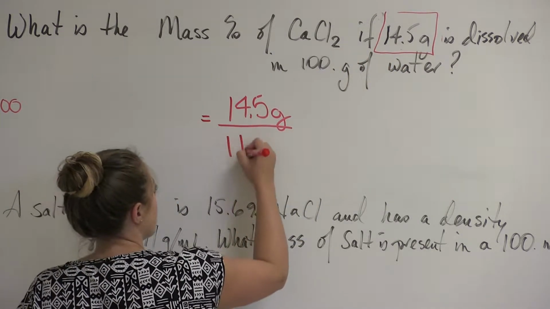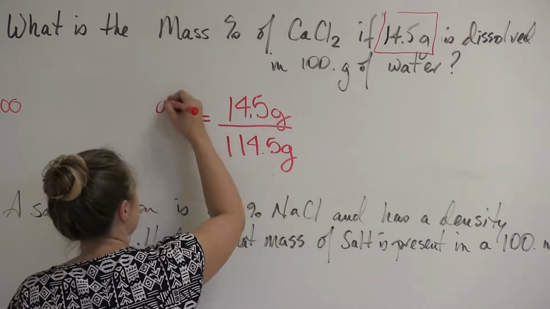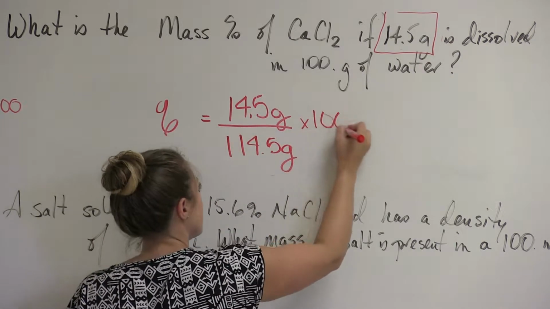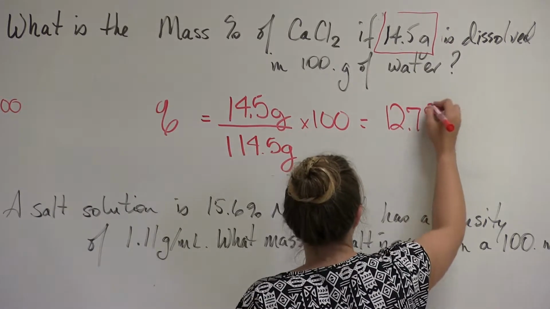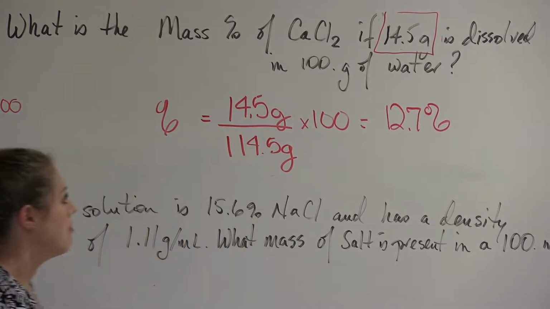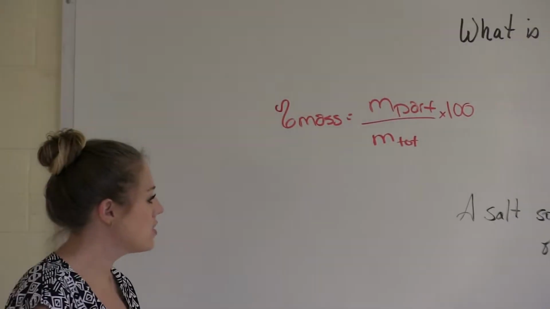So we're going to get 114.5 grams is our total, and we're going to have to times it by 100. And our answer is going to be 12.7%. So it means out of that solution, 12.7% is calcium chloride.